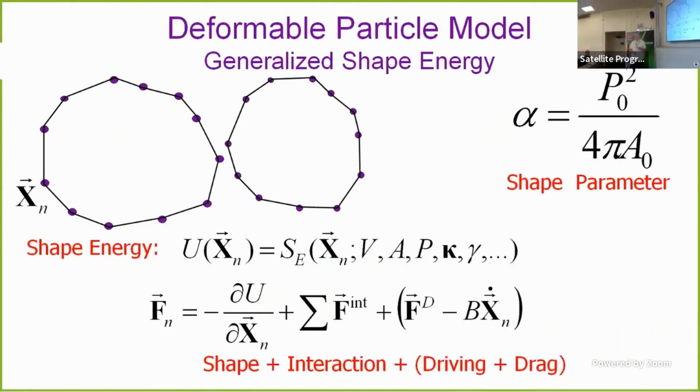Okay, so what do we do instead? What we do instead is we say, well, let's make every single particle its own vertex model. So now each particle is going to have a set of vertices that are given to itself.